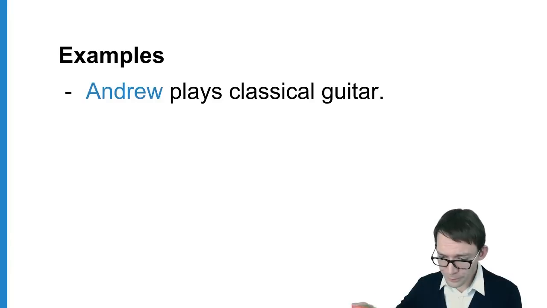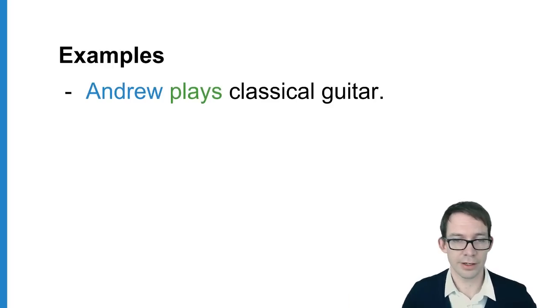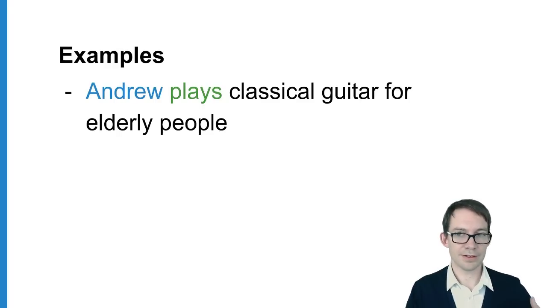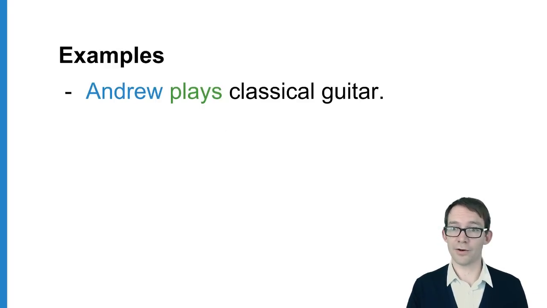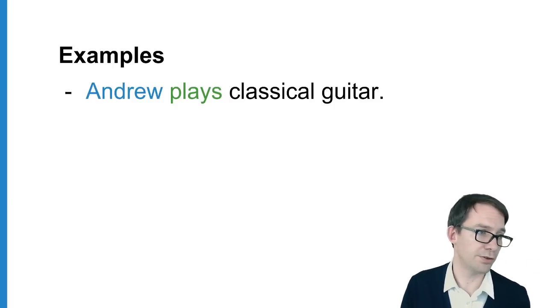And in this case, you've got your subject, your verb, and then classical guitar is the object. And that's a simple sentence. Now, it's important to know that simple sentences can be longer, right? You can add information. You can add phrases to a sentence and make it long. Simple sentences don't have to be super short like this.